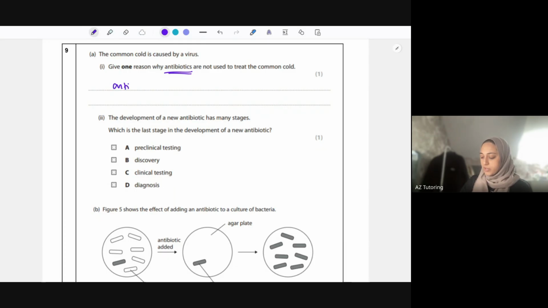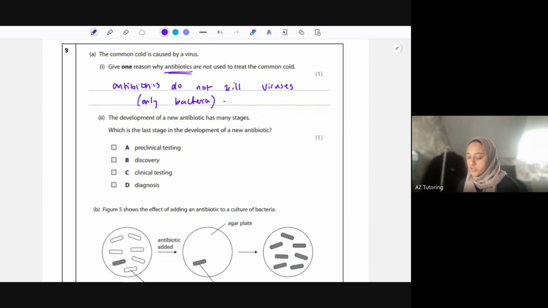So you would just say antibiotics do not kill viruses, only bacteria. You could even be more explicit and say the cold is caused by a virus, but it says that in the question anyway. The development of a new antibiotic has many stages. Which is the last stage of the development of the new antibiotic? The last stage is where you actually test it on humans, so you call that clinical testing.